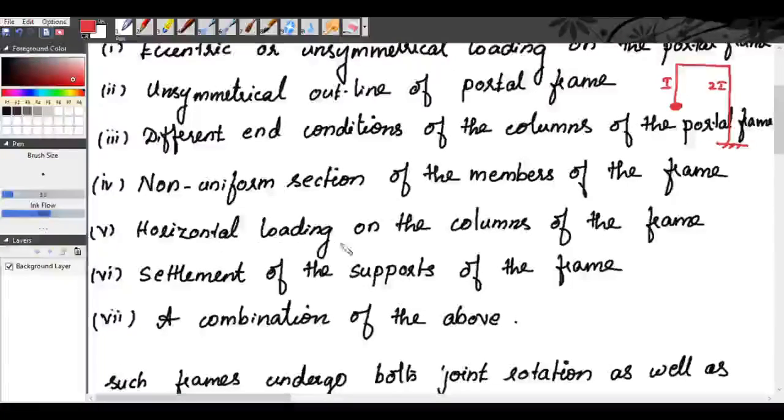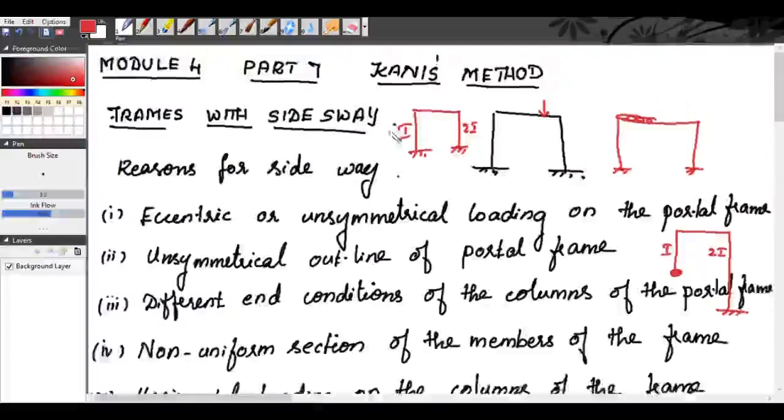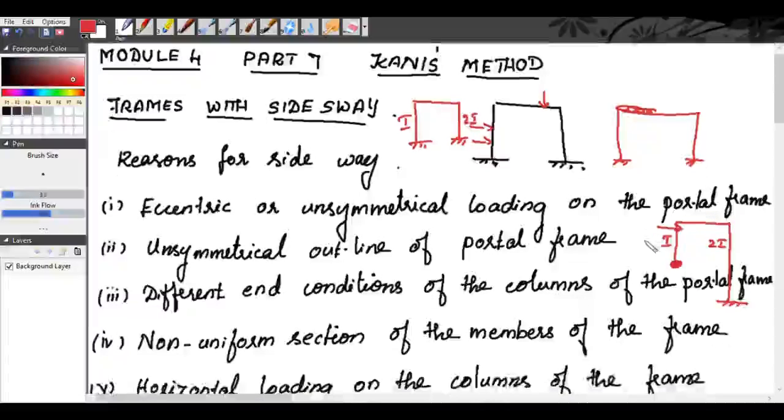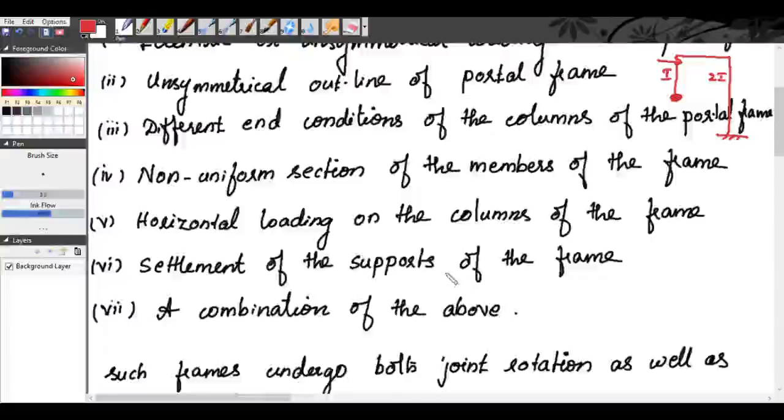Then horizontal loading on the columns of the frame. When there are horizontal loadings, you will have side sway. Then settlement of the supports of the frame. If a support settles, then you will have side sway. And any combination of the above will also result in side sway.